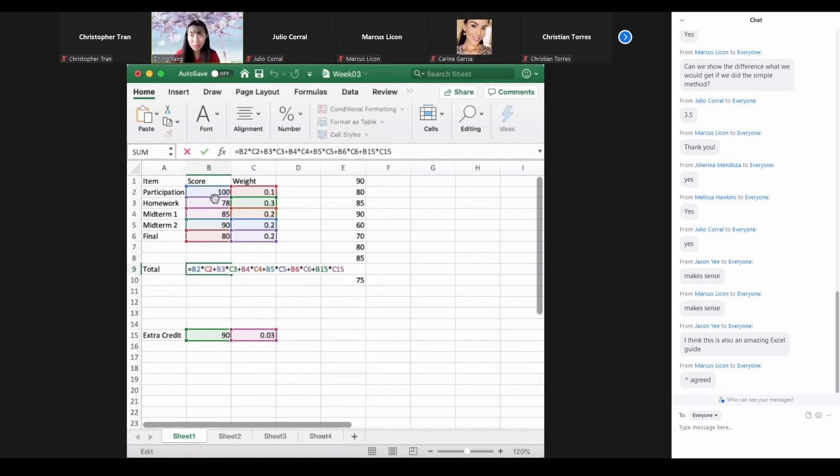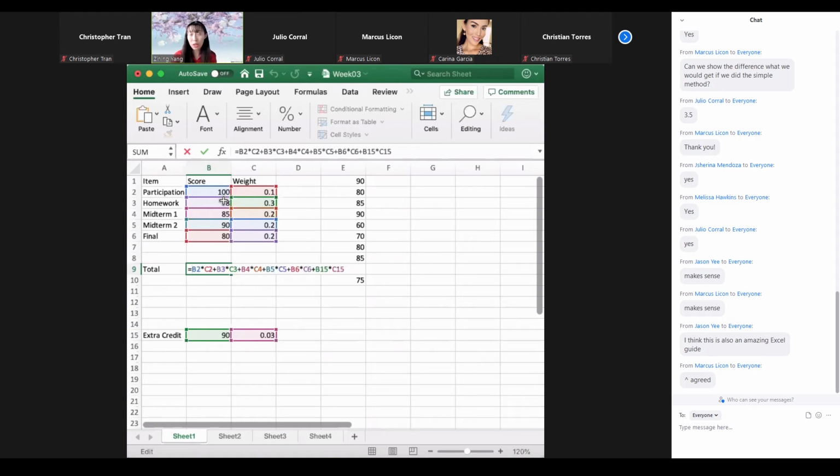Yeah, so just make sure we build the two columns, the score and the weight. So that's the X and the W. X times W, X times W for every item, and then we add them together. That's the weighted total, or weighted average, or your total score for this class.